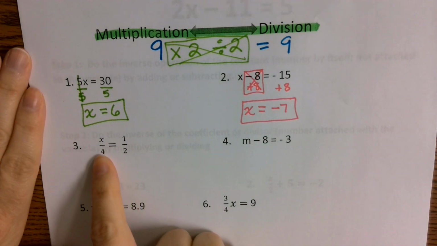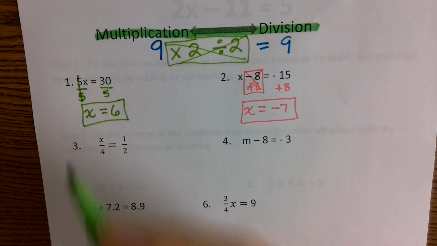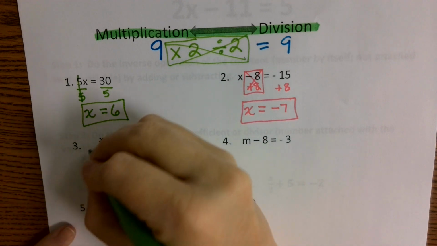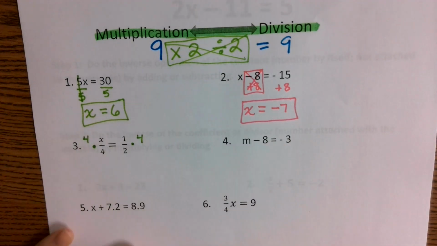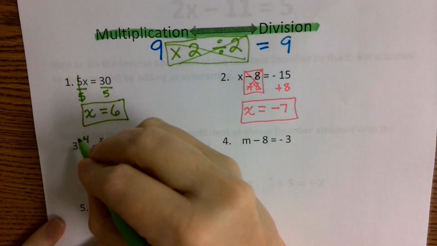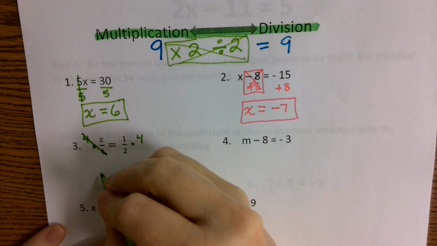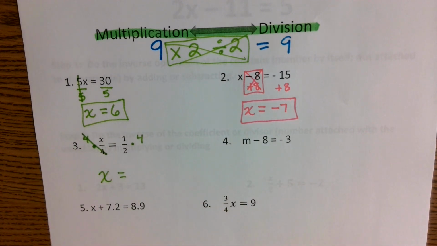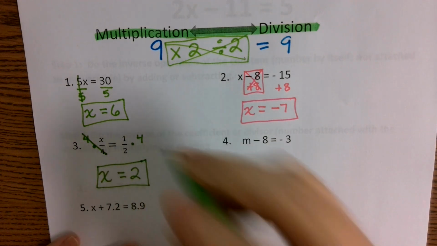Division. That's division. We have a division problem right here. So the inverse operation, instead of dividing by 4, we're going to multiply both sides by 4. So I'm going to cross the 4's off. It creates that coefficient of a 1, that invisible math. And then 1/2 times 4 is going to equal 2. So we get x is equal to 2.